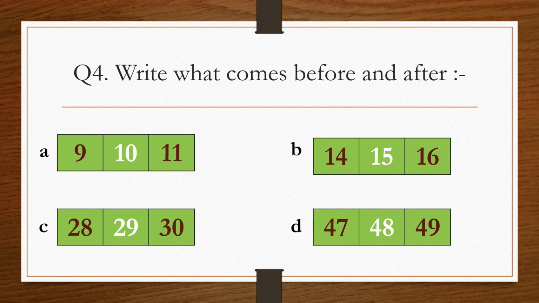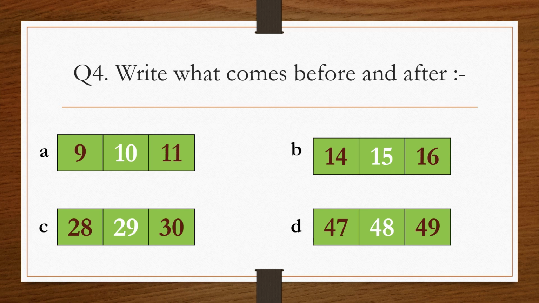9, 10, 11. B, 15. On the left hand side what comes before 15? That is 14. On the right hand side what comes after 15? That is 16. 14, 15, 16. Answers are 14 and 16.